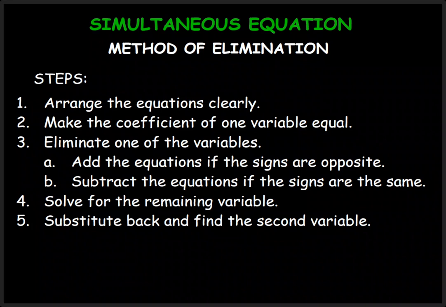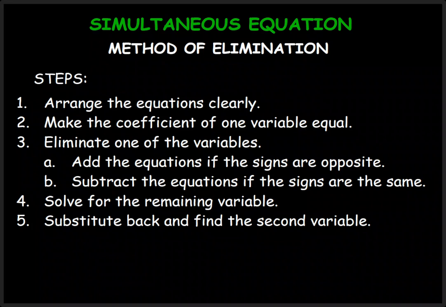Okay, and number three, we eliminate one of the variables. How do we eliminate? There are two things to do. Now you either add or you subtract. It depends on the signs of the coefficient of that variable that you want to eliminate. So if the signs are opposite, you add the two equations, and then you subtract the equations if the signs are the same.